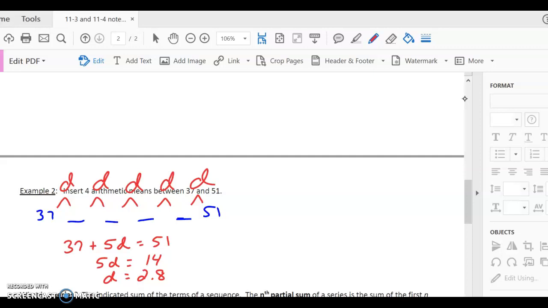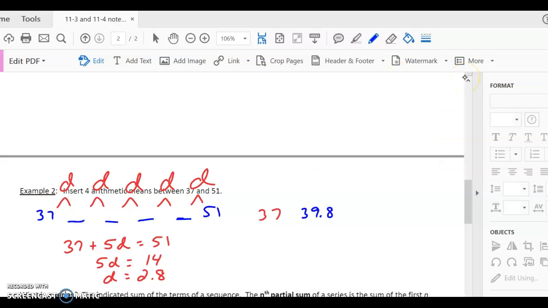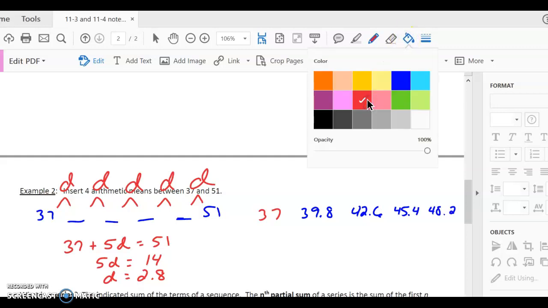So the answer here would be, we'd start off with 37, and then we would go 39.8, 42.6, 45.4, 48.2, and then if we add, we get 51.